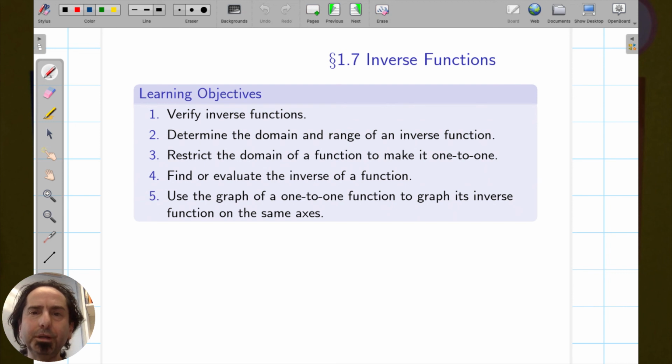Hey, welcome back. We're going to look at our third part. This is the mini class for this week, and it's about section 7, inverse functions.